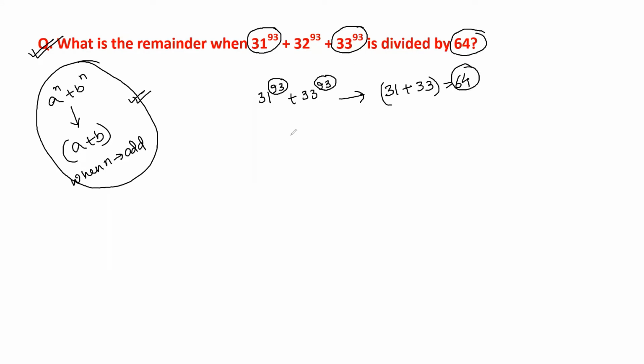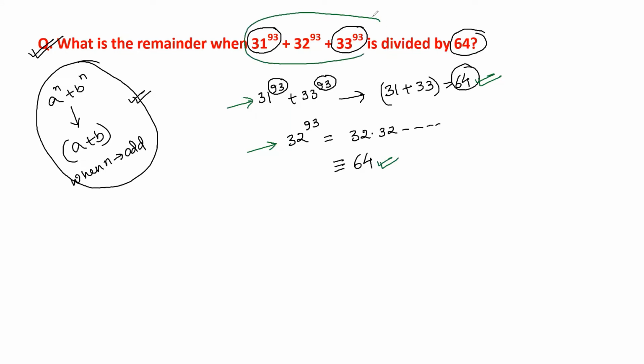Also, from the second number, that is 32^93, we can say that this contains 32, 93 times. So that means it contains a multiple of 32 and 2, that is a multiple of 64. So the summation of the first and the third number contains a multiple of 64, and the second number also contains a multiple of 64. So we can say that the whole number will contain a multiple of 64. So when this number is divided by 64, there won't be any remainder. So the remainder would be 0.